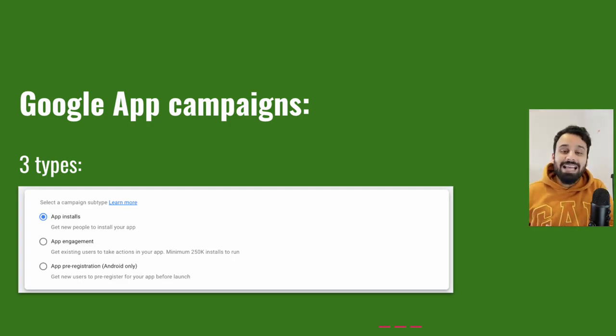Then the second one is app engagement. This type of campaign is only available to advertisers whose apps have more than 250k installs, right? So in order to run an app engagement campaign, your app needs to have 250,000 installs. If your app does not have that many installs, you cannot run an app engagement campaign.